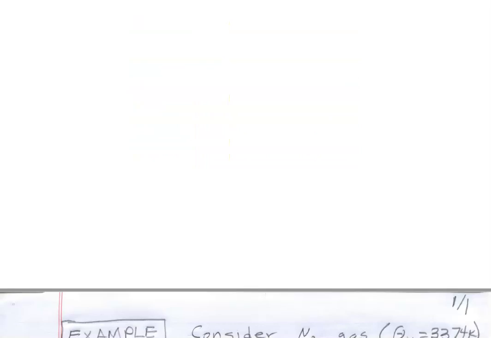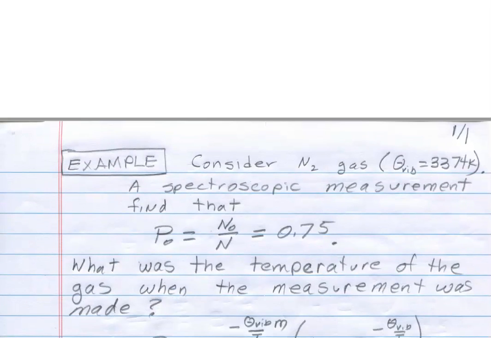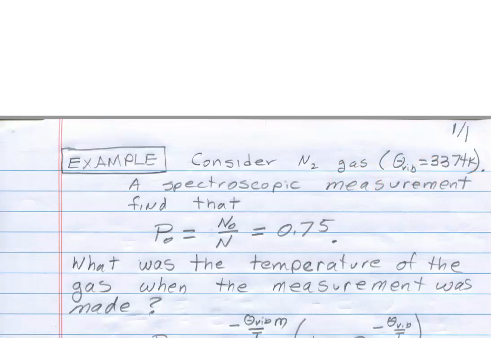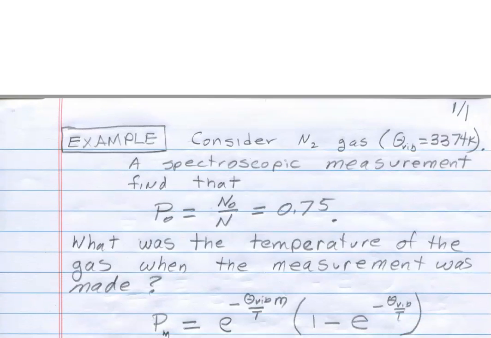This next example is a little bit different, and let's take a look at it. Still looking at nitrogen gas. Still looking at the probability. Here we've got a nitrogen gas. Again, I looked up theta vibrational. Actually, in this problem, I think the statement of the problem was that consider a nitrogen gas, and then in parentheses they gave you theta vibrational.